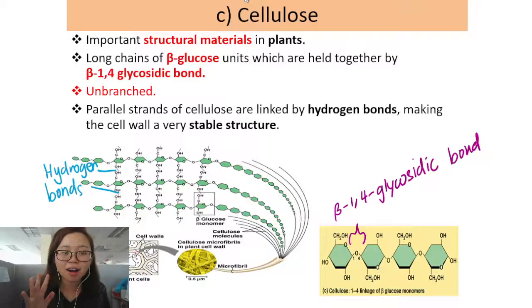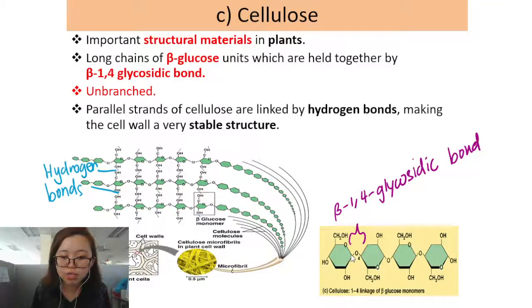And they are unbranched. So, kamu tengok di sini, dia adalah lurus saja dan molekul beta-glucose pertama dengan beta-glucose kedua adalah beta 1,4 glycosidic bond. Satu benda yang kamu boleh perasan, kalau cellulose, memandangkan dia menggunakan beta 1,4-glycosidic bond, dia punya tangan ini macam satu naik, satu turun.